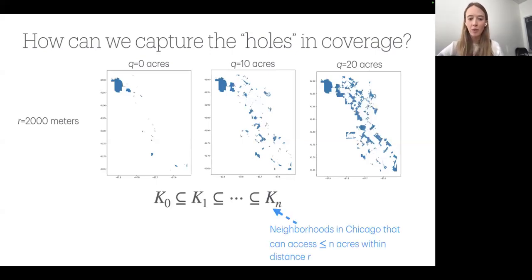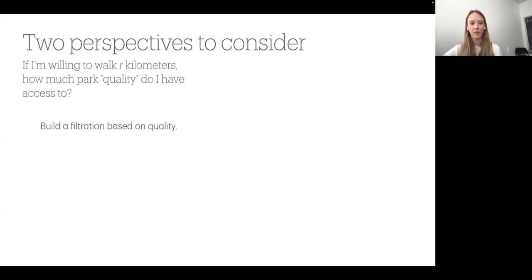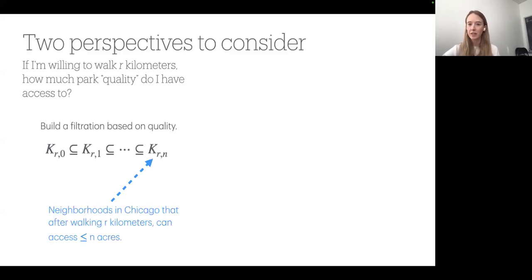And so this defines a simplicial complex at each step, where we can consider the neighborhoods in Chicago that can access less than or equal to some number of acres of parks within that distance. And so this gives us a filtration for that increasing Q value, that increasing quality. So this is one perspective we can think about, building a filtration based on quality, where I fix some distance that I'm willing to walk and then look at how much quality different people have in different areas.